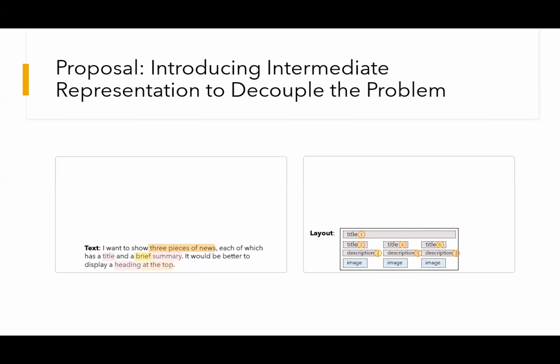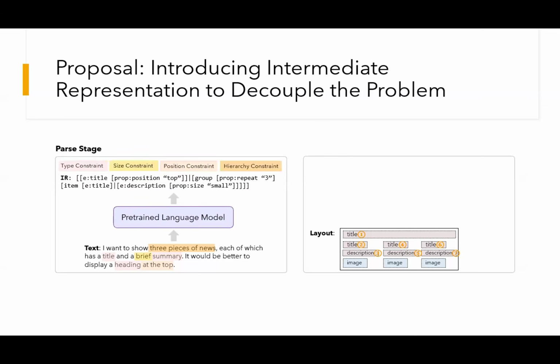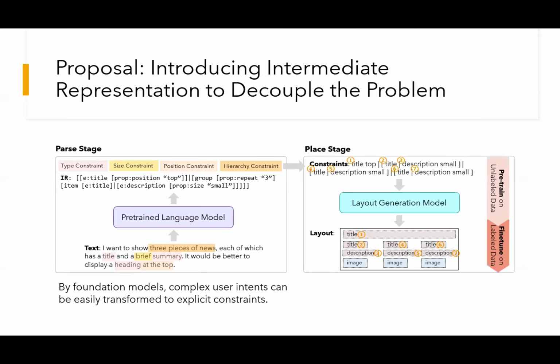Our proposal is to introduce an intermediate augmentation to decouple the problem. With the intermediate augmentation, there are two stages in our proposal. The first is the parse stage, which translates the natural language to the intermediate augmentation. This stage can be finished by a foundation model, either by tuning or prompting. And the next stage is the place stage, which translates the explicit constraints to a layout. As we have discussed in the last work, there are actually good solutions for explicit constraints.